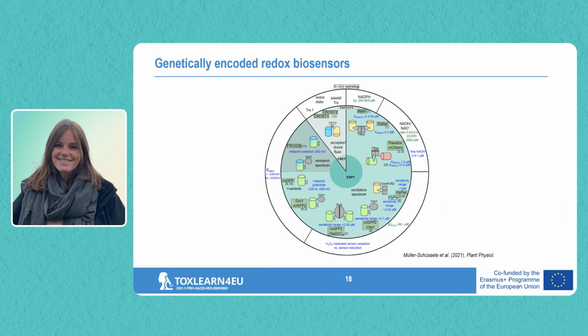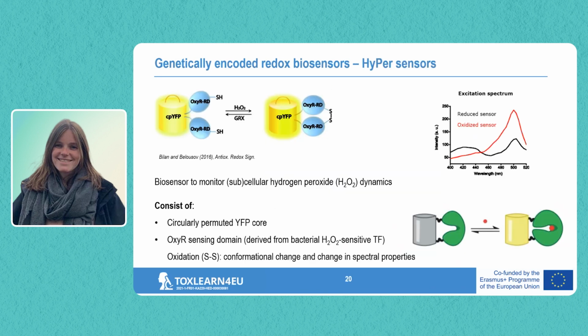And if it gets more oxidized, it will also tell us something about the redox state in our plant cells. So I will not explain all of these to you today because it's really a lot, but I just selected a few. And here, for example, we have the HyPer sensors, which are very popular sensors for hydrogen peroxide. And how do they work?